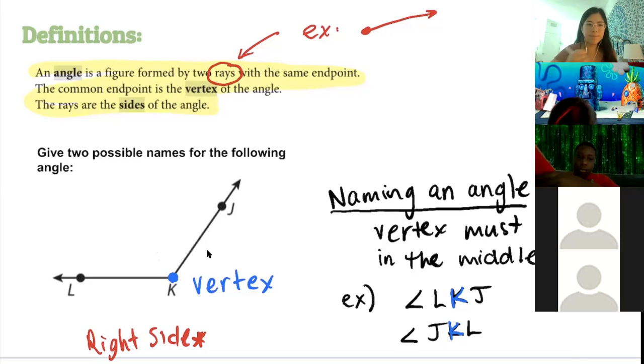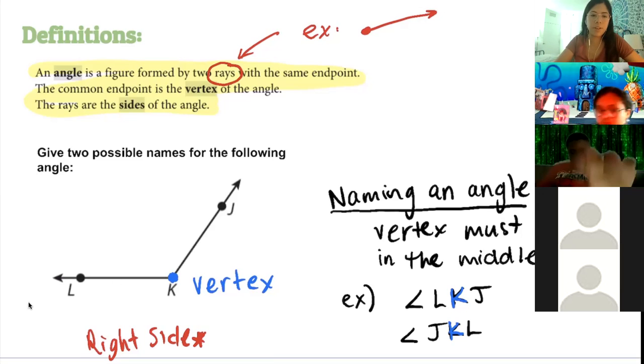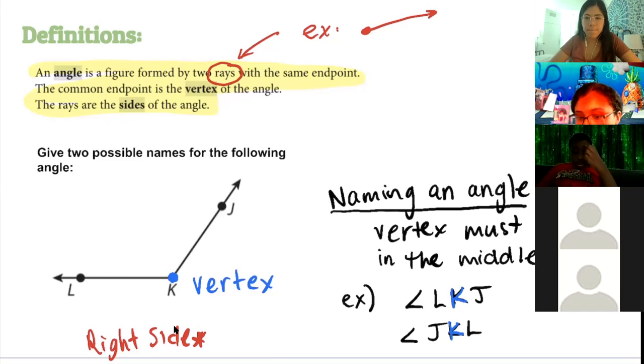I erased it. All right, so when you name an angle, you have to give all 3 letters, and they go in whichever order you prefer as long as the vertex is in the middle. Any questions on that? No. Okay. Ready for definitions number 2, or let me know if you need a couple more seconds to finish copying. A couple more seconds. Okay.